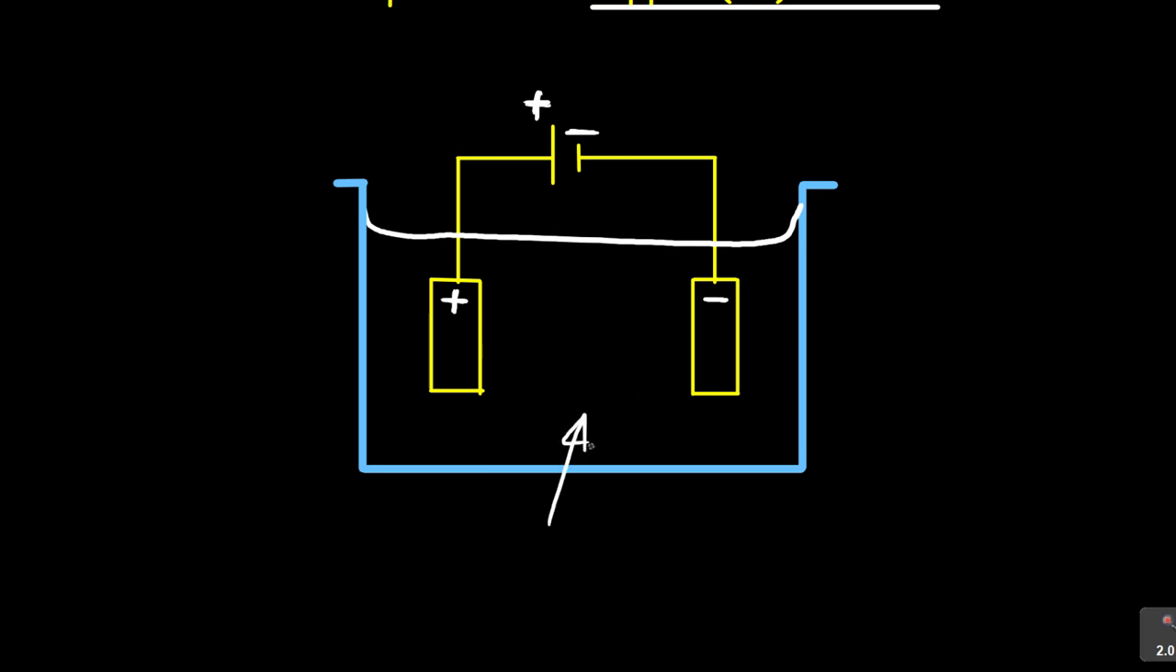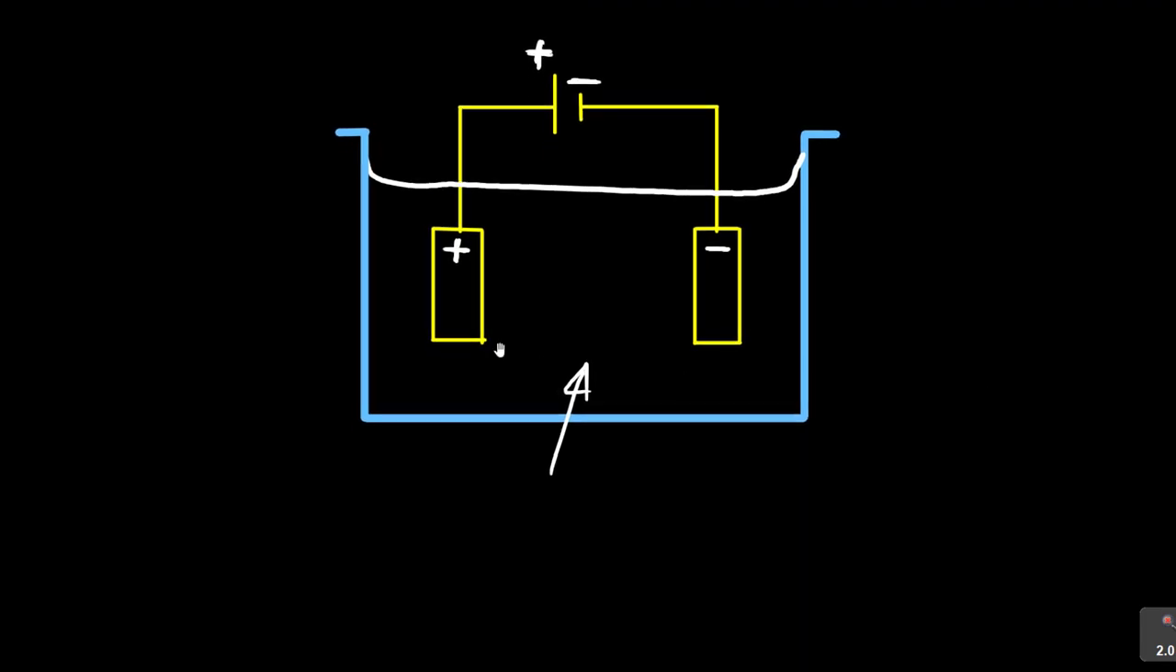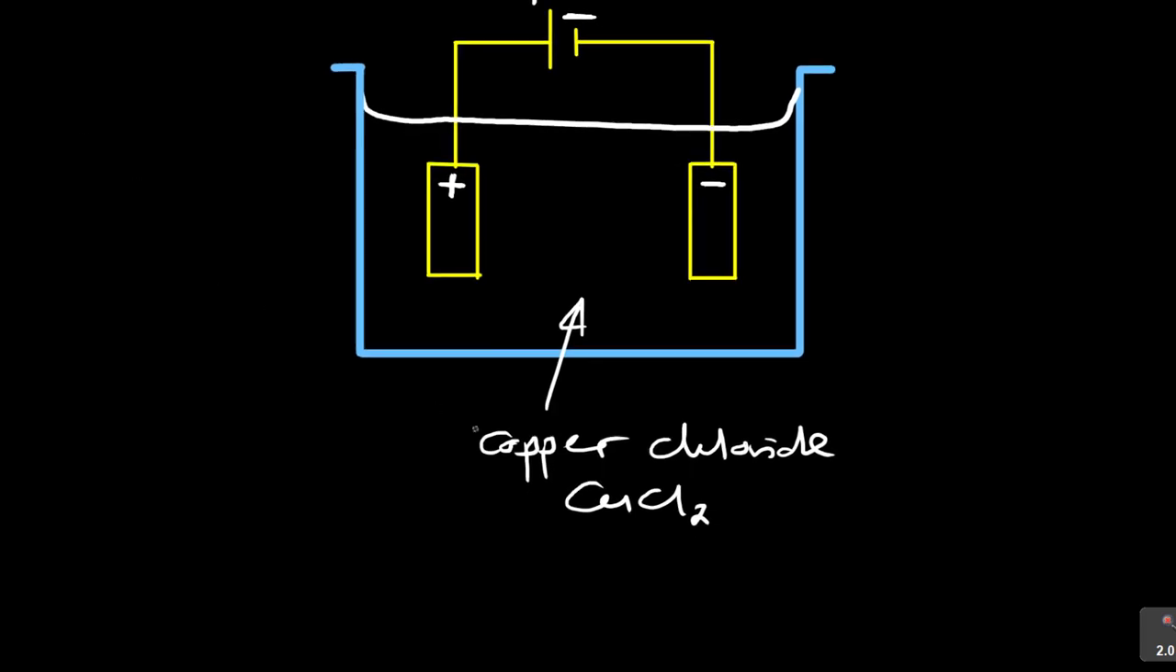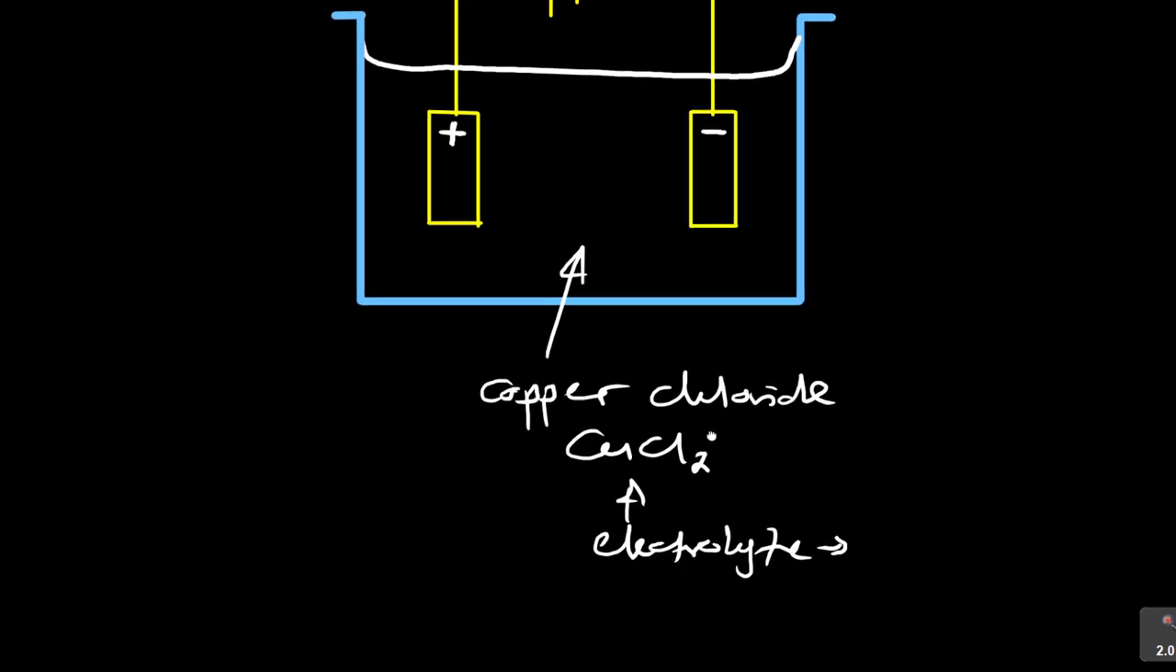So now, you've got your graphite electrodes, but what is the electrolytic chemical here? We are saying this is copper chloride, right? And when you're writing it, it's CuCl2. Now, copper chloride is the electrolyte, right? And what is an electrolyte? We're saying it is a substance that conducts electricity.